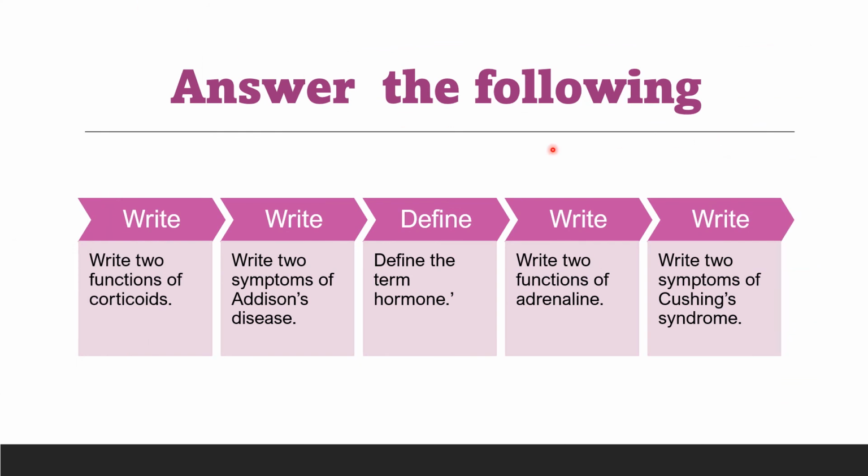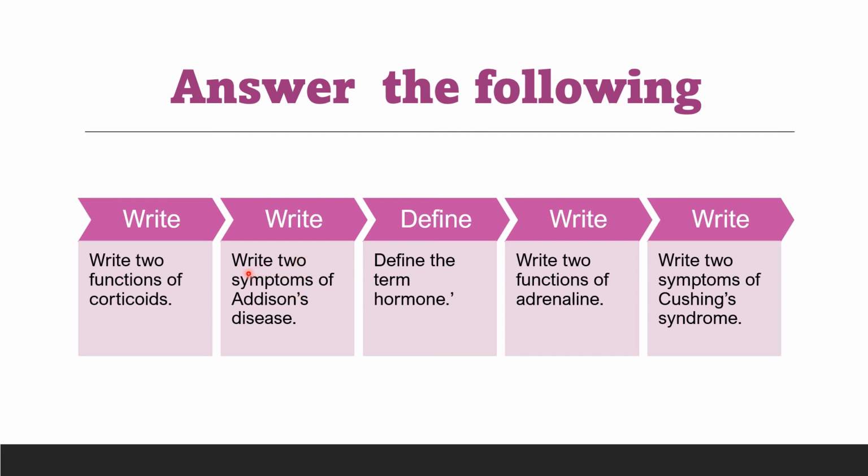Answer the following. First one, write two functions of corticoids. What are the two functions of cortical hormones? First one, increase blood glucose concentration. Then you can write, regulate salt and water balance in the body. Very important, you have to remember, regulate. You have to write the term, regulate salt and water balance in the body.